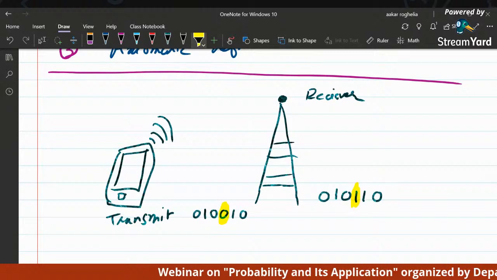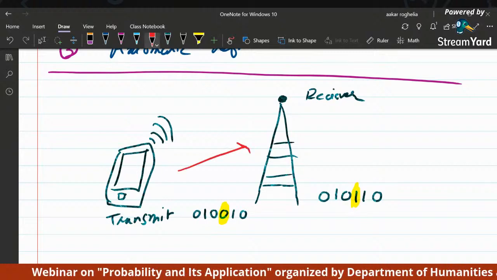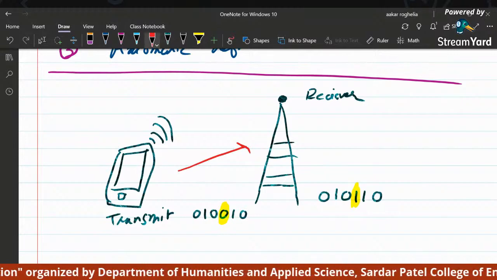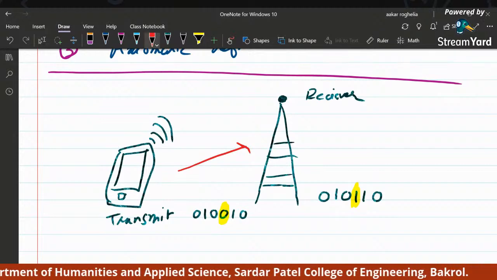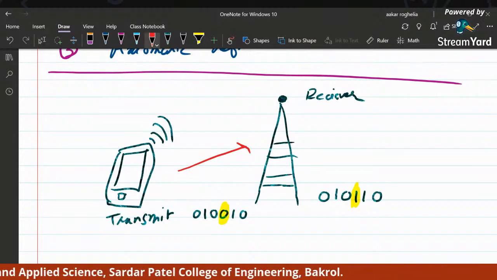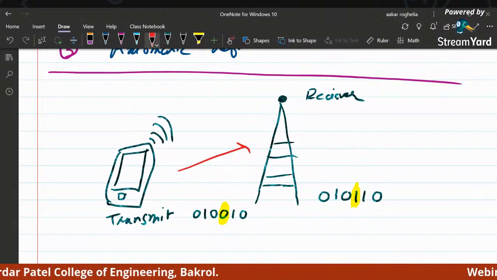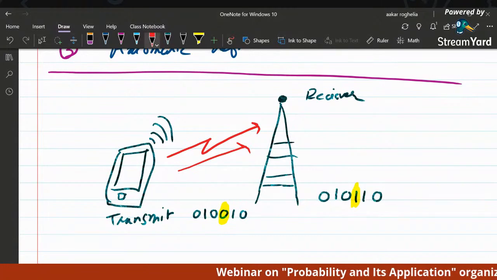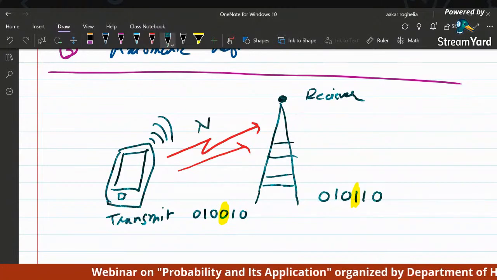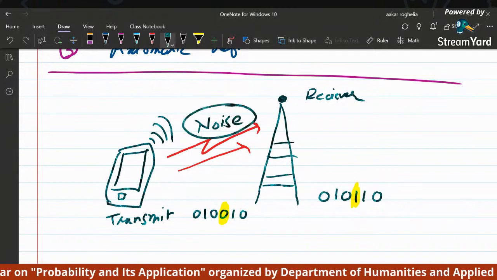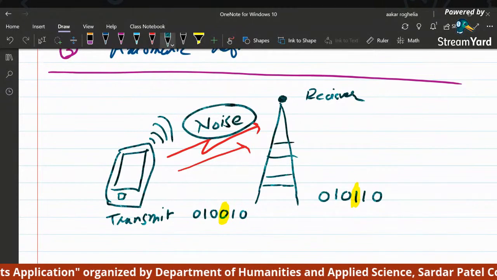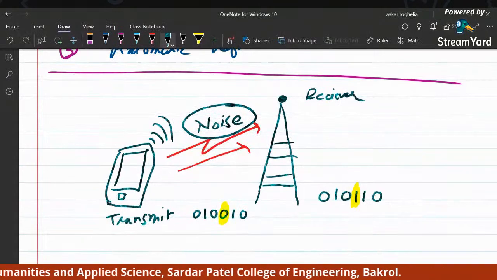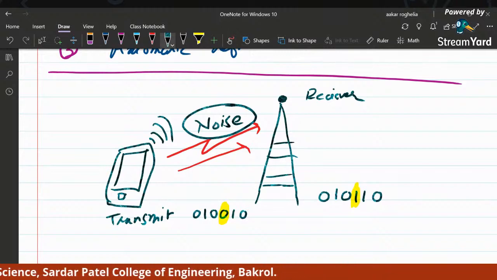And since it is transmitted like this, the actual message that you want to convey cannot be delivered over there. This will not go like this, it will go like this. And the main thing which comes into the picture is noise. Some of these words you have heard in other subjects also. And noise is a random phenomenon. We cannot predict what kind of noise will be there.